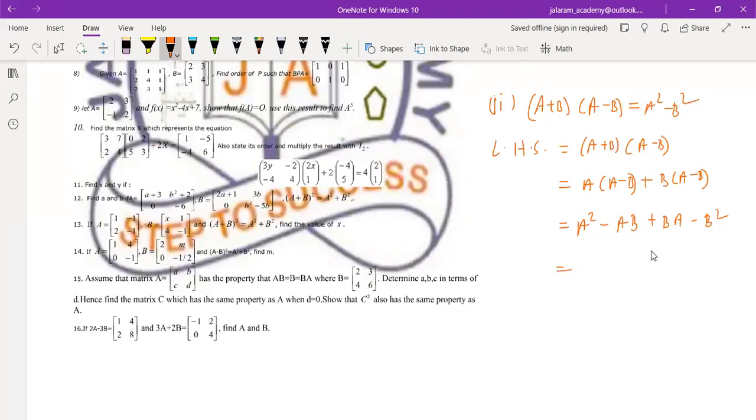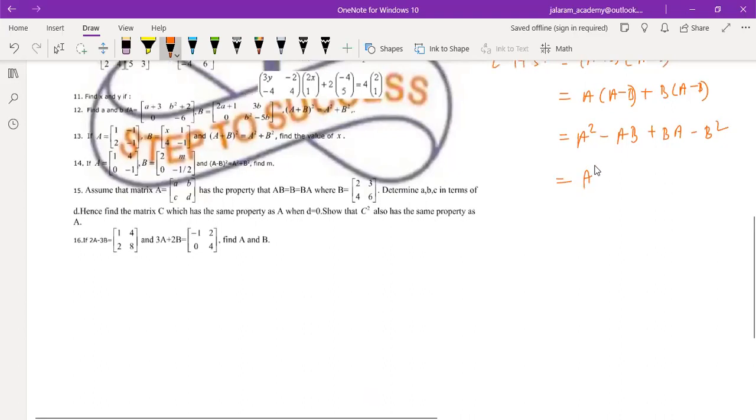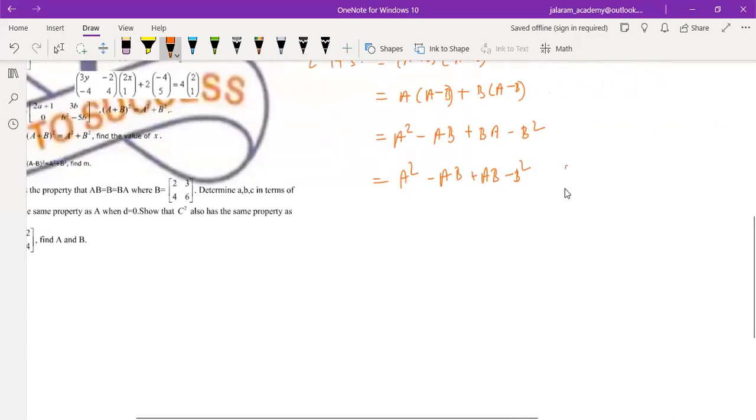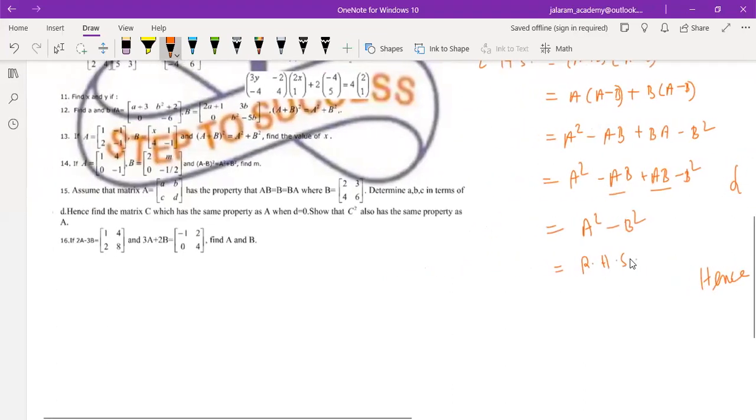Now AB is not equal to BA for matrix multiplication, but in this question, it is given that AB equals BA. So in place of BA, we can write AB, because it is given, otherwise they are not equal. Now minus AB plus AB cancels out, so the answer is A square minus B square, which is equal to the RHS. Hence proved.